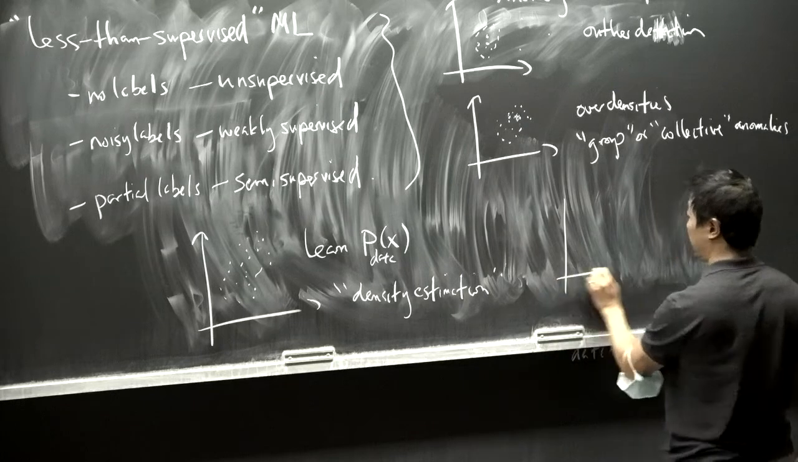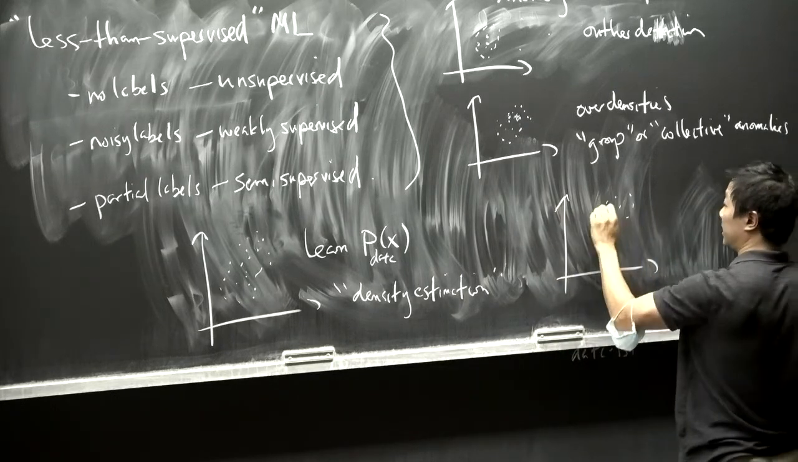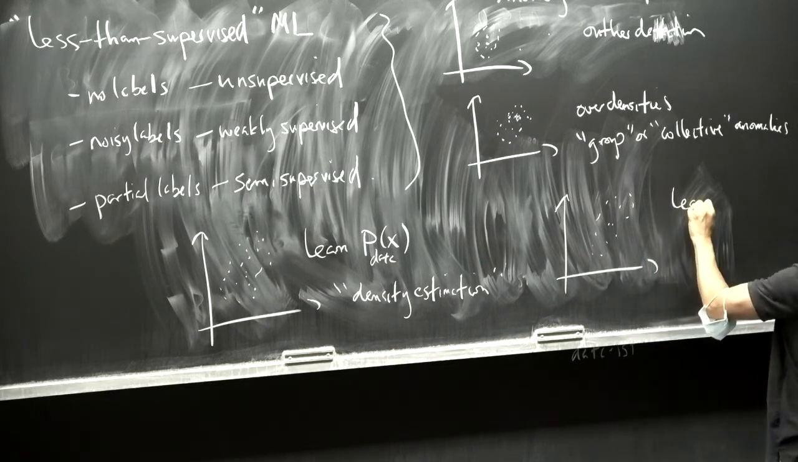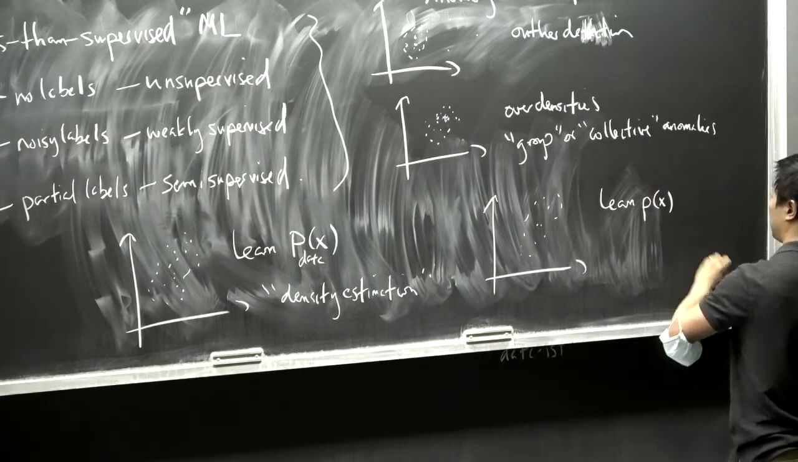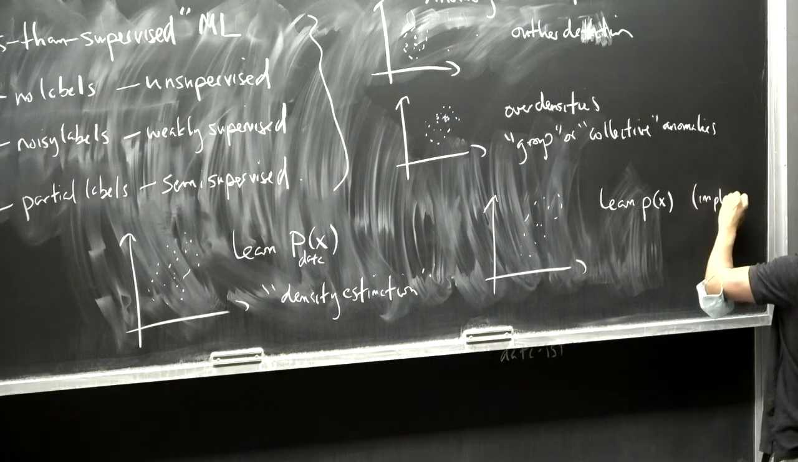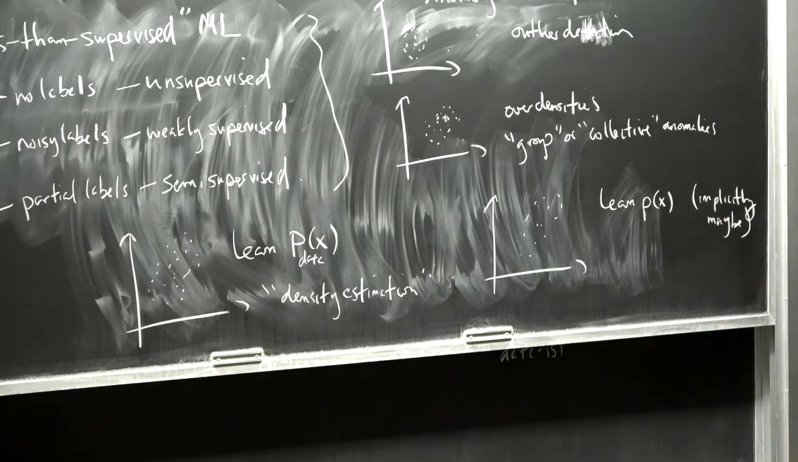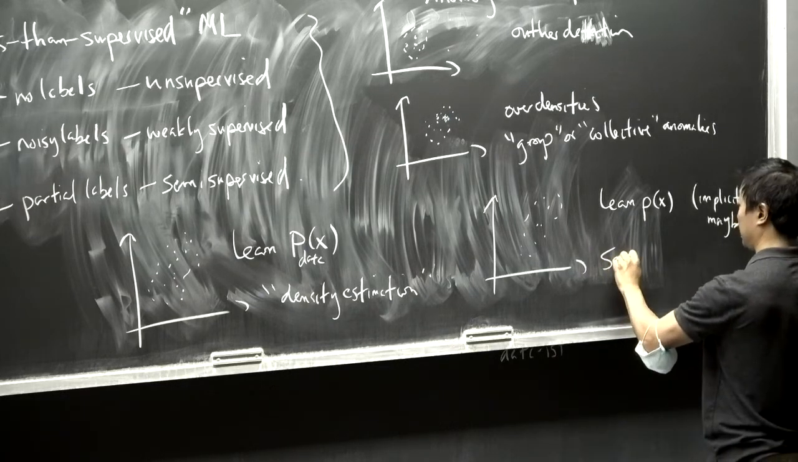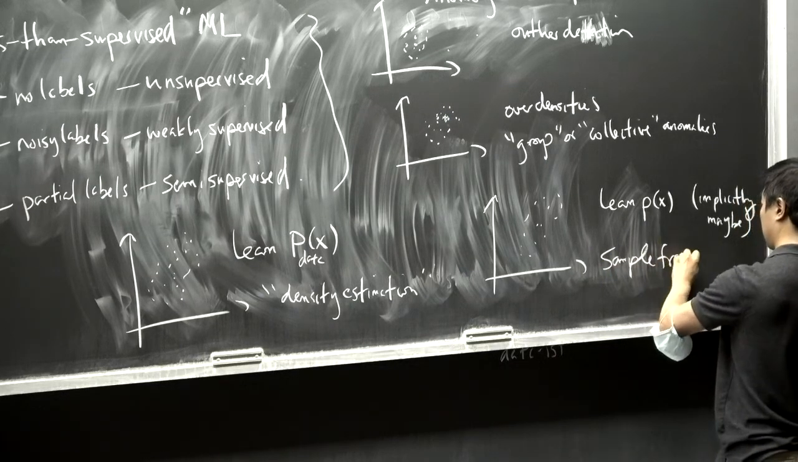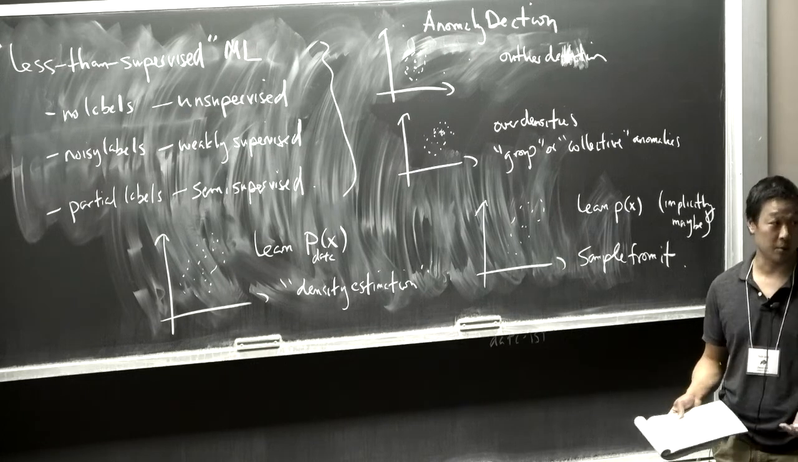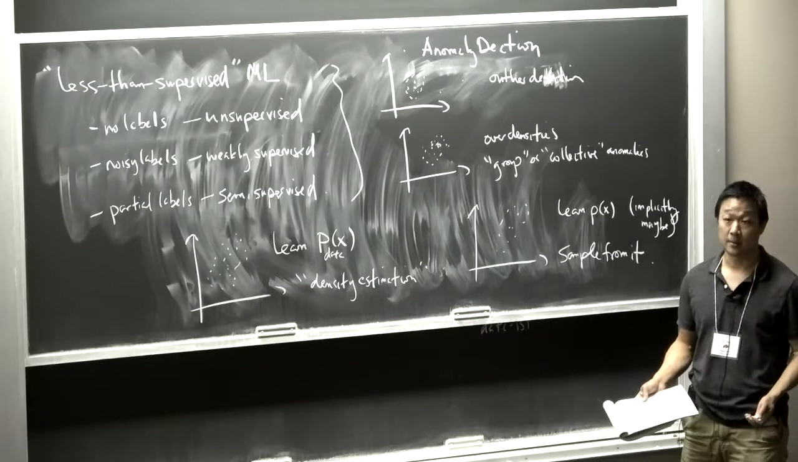Good. And then finally, another thing you can do with this is learn P of X, possibly implicitly, maybe. You can learn P of X implicitly and then sample from it. So if someone hands me a set of examples, I can learn the distribution those examples were drawn from, and then I can sample from them.